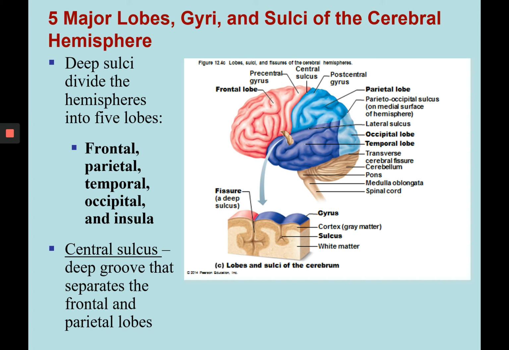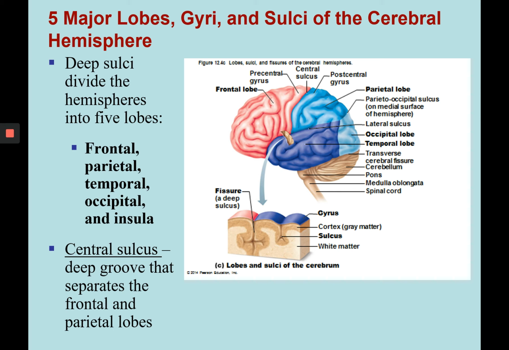and then the frontal lobe is there in pink. The frontal lobe and parietal lobes are separated by a slightly deeper groove. It's not a fissure, but it's slightly deeper than other sulci. And this groove is called the central sulcus. In front of and behind the central sulcus are important gyri. The precentral gyrus is in front of the central sulcus, and the postcentral gyrus is behind the central sulcus.